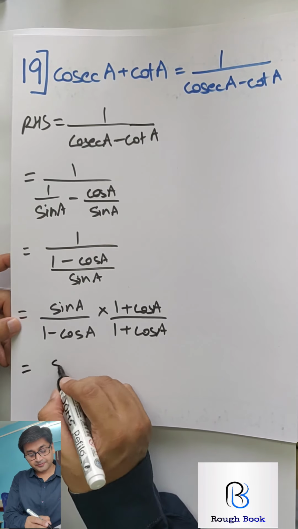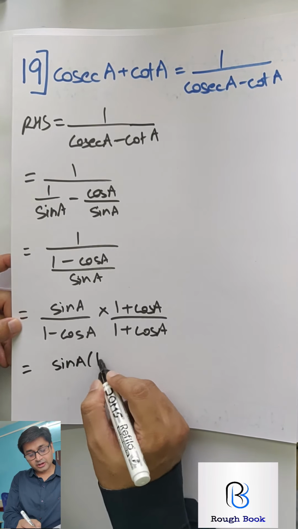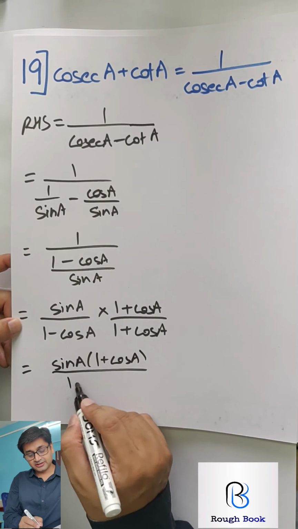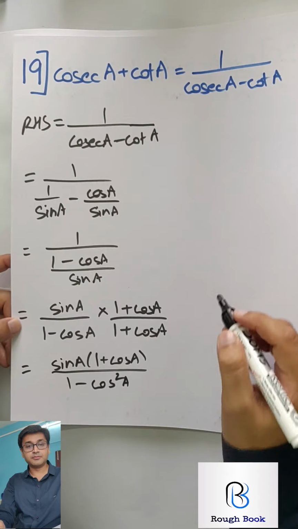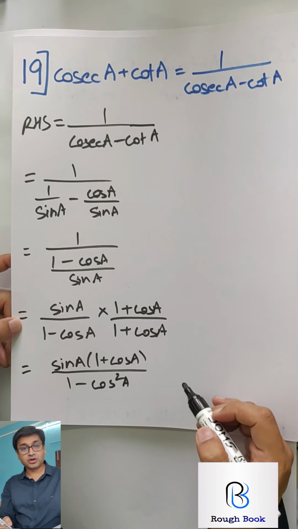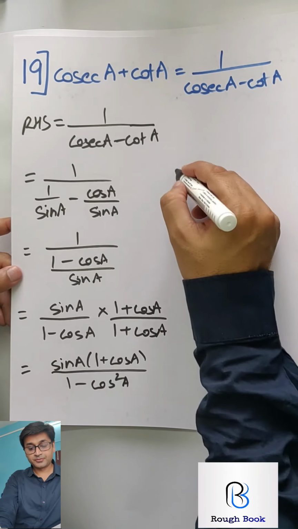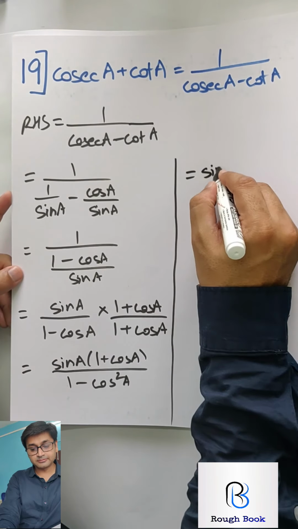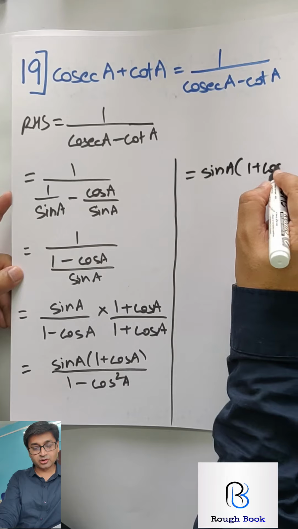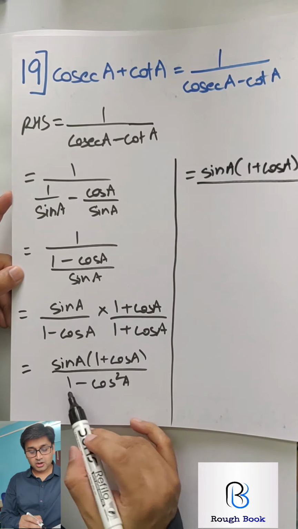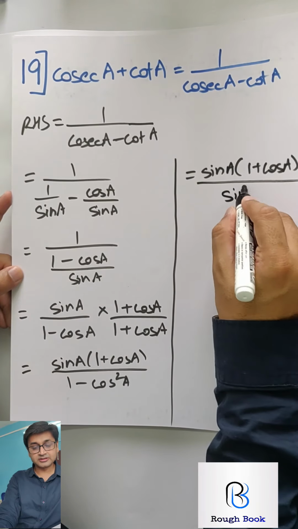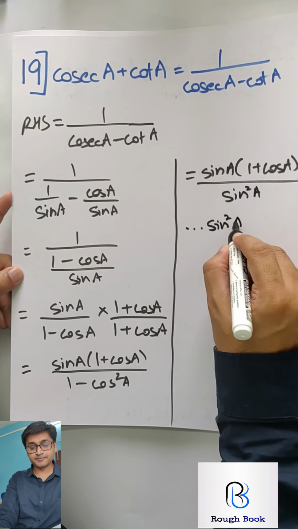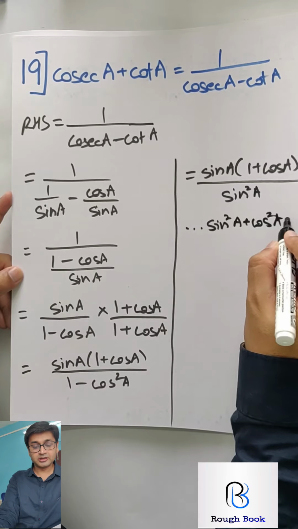So now what do I get? Sin A into 1 plus cos A upon (A plus B)(A minus B), so A square minus B square. What is 1 minus cos square? Sine square. So pay attention now. What do I get further? So it is equal to sin A (1 plus cos A) upon 1 minus cos square, which becomes sine square. So write your reason over here: since sine square A plus cos square A equals 1.